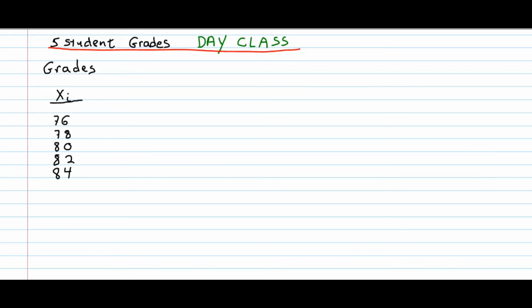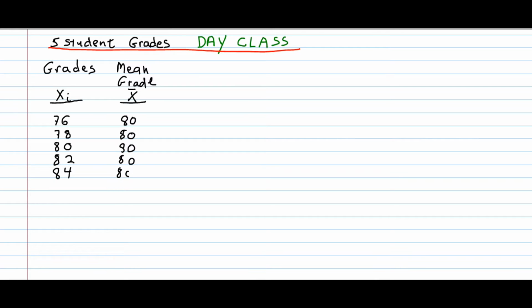Let's use our sample of 5 student grades to see how we would calculate the sample variance. So here we have 5 student grades for the day class. Let's start with the day class, and we have all the x sub i's listed here: 76, 78, 80, 82, 84. The next thing we need to do is to make a column for the mean grades. So the mean grade is an 80. If you remember, we calculated 80. So mean grade is x bar, and that is 80.